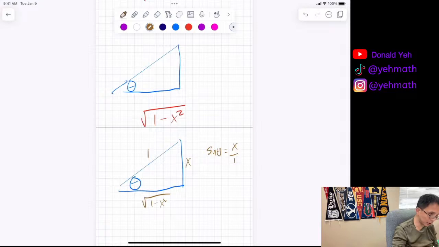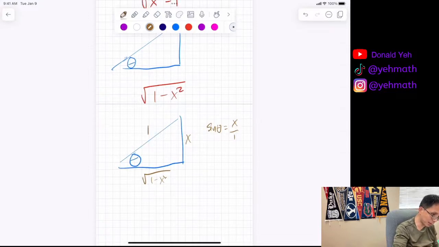And then in order to get this side, let's just assume that this is z. So z squared plus x squared equals 1, z squared equals 1 minus x squared, z is equal to the square root of 1 minus x squared. Good. So fit that up here. Do you see that?